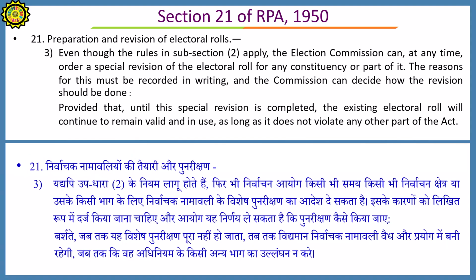Subsection 3 says, even though the rules in subsection 2 apply, the Election Commission can, at any time, order a special revision of the electoral roll for any constituency or part of it. The reasons for this must be recorded in writing, and the Commission can decide how the revision should be done, provided that until this special revision is completed, the existing electoral roll will continue to remain valid and in use, as long as it does not violate any other part of the Act.